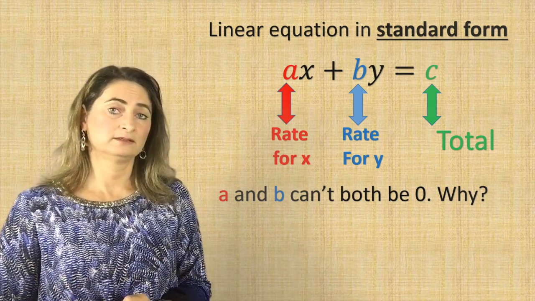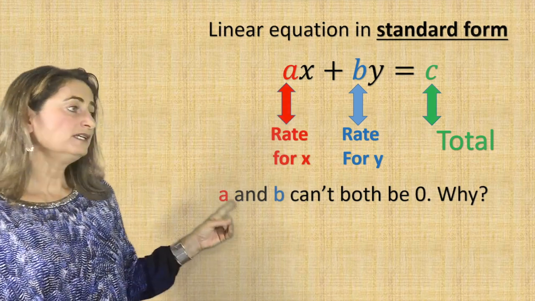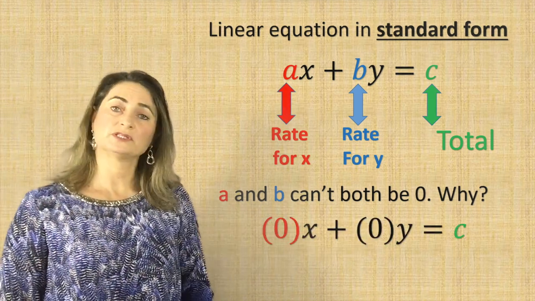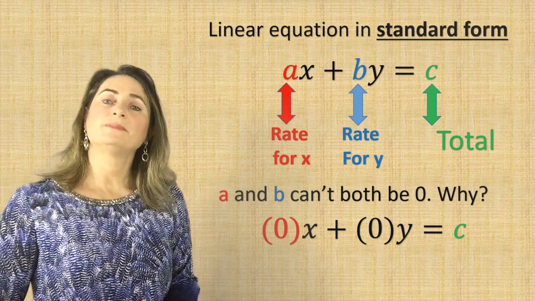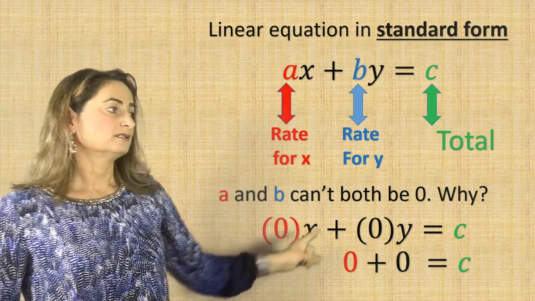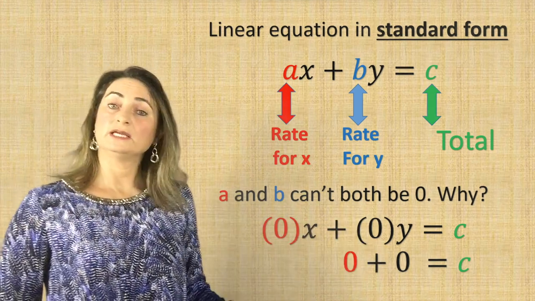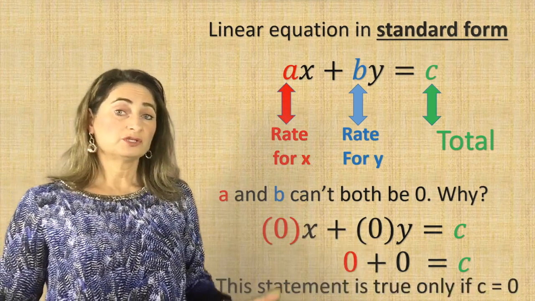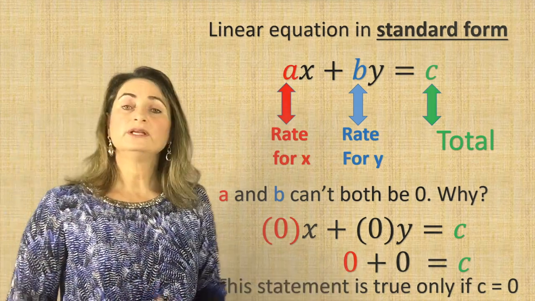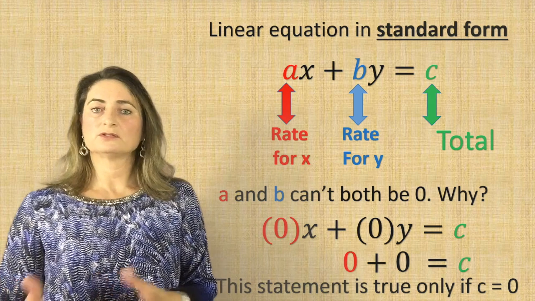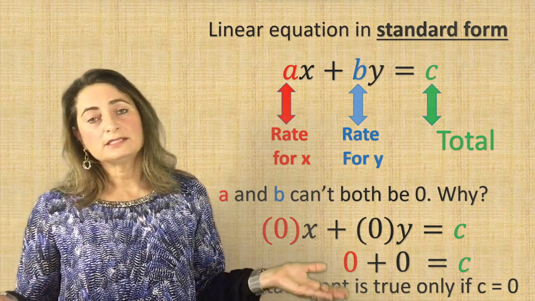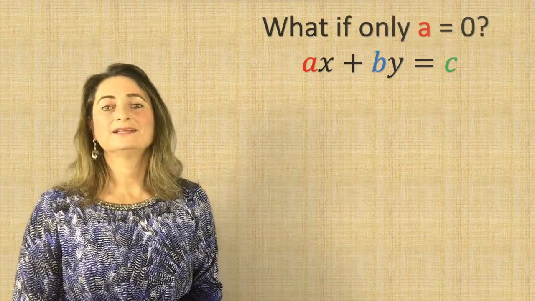Why is that? Let's see. If I substitute a was 0 and b was 0, so 0x plus 0y equals c. Any number multiplied by 0 equals 0. It's gone. So 0 times x is 0, 0 times y is 0 equals c. Is that always a true statement? No. This statement is only true if c equals 0. So 0 can equal 0. Otherwise, it is not true. And that c equals 0 is not a line.